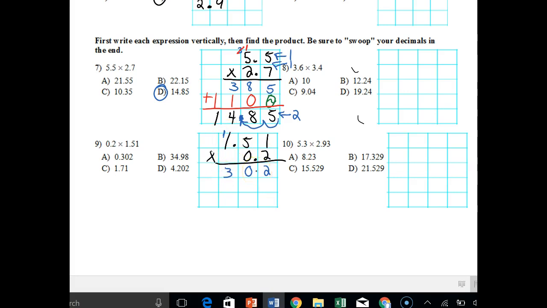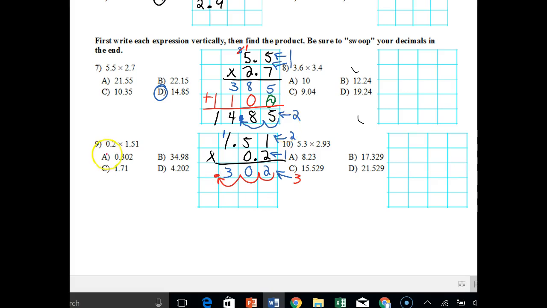We don't have to do any more because the next line is going to be nothing but zeros, so we're basically done. What we do have to do, though, is say, hey, I have 2 numbers behind the decimal point here, and I have 1 number behind the decimal point there. So how many times should I swoop in the end here? I should swoop 3 times in the end, right? So start at the end once, twice, 3 times, right? So my answer, 1.5 times 0.2 is 0.302.